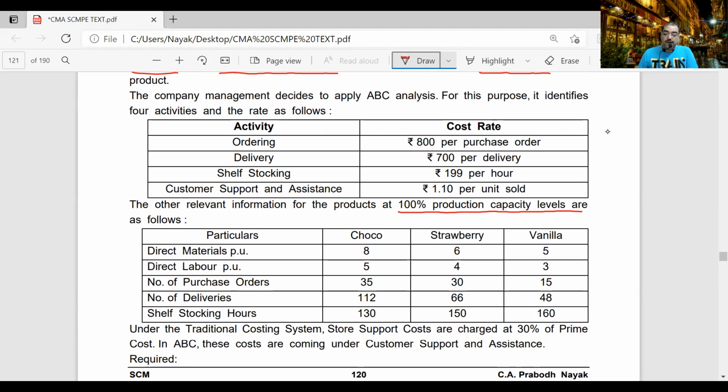Under the traditional costing system, store support costs are charged at 30% of prime cost. In ABC, these costs are coming under customer support and assistance.